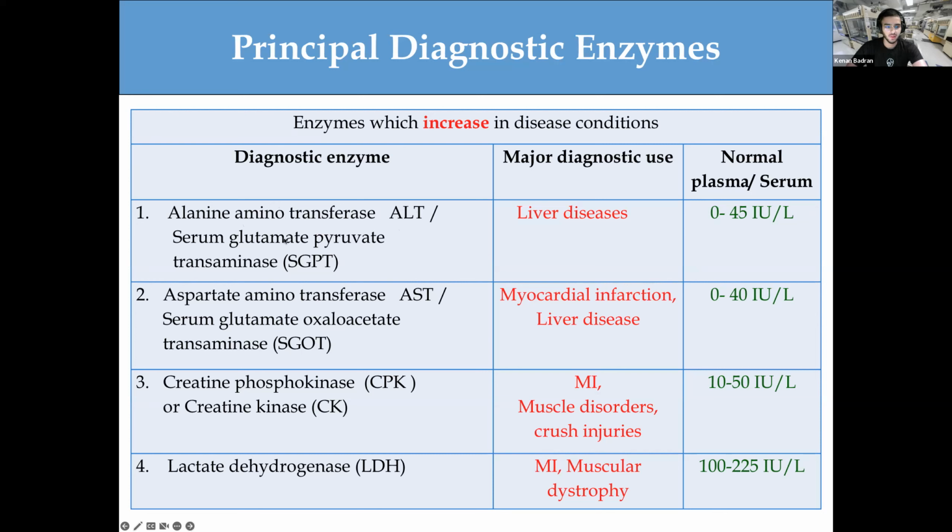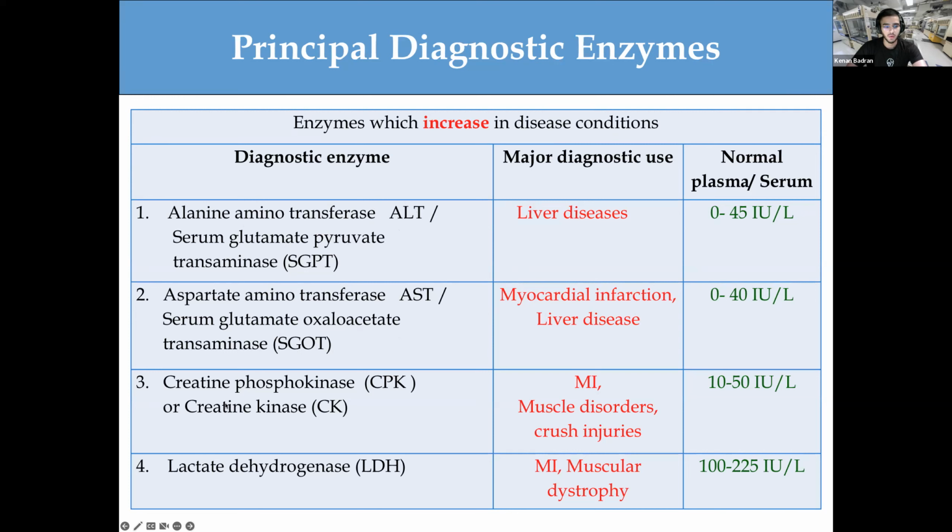So you have ALT or SGPT. These two mean the same thing. Major diagnostic use for liver disease. Now you have AST or SGOT. You will notice an increase when there is either a myocardial infarction or a liver disease.